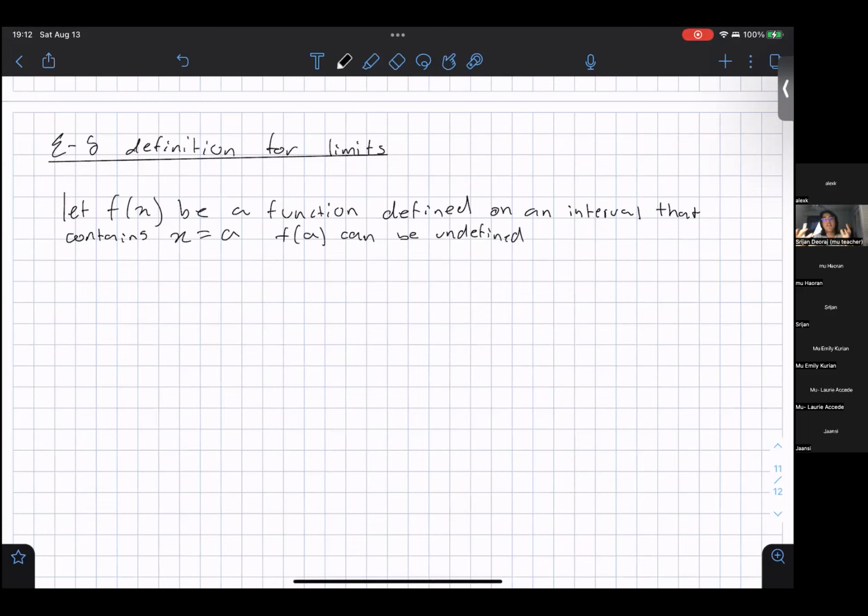f of x just has to be defined on an interval that contains x equals a. And we are trying to prove that the limit as x approaches a of f of x is equal to L.